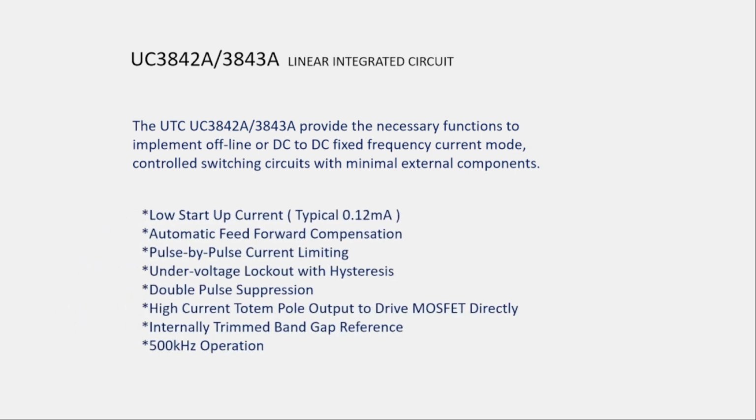UC3843A. The UC3842 and 3843A provide the necessary functions to implement offline or DC to DC fixed frequency current mode controlled switching circuits with minimal external components: low startup current, typically 0.1 to 0.2 milliampere, automatic feed-forward compensation, pulse-by-pulse current limiting, under-voltage lockout with hysteresis, double pulse suppression, high current totem pole output to drive a MOSFET directly, internally trimmed band gap reference, and 500 kHz operation. Let's move on to the block diagram and try to understand it.